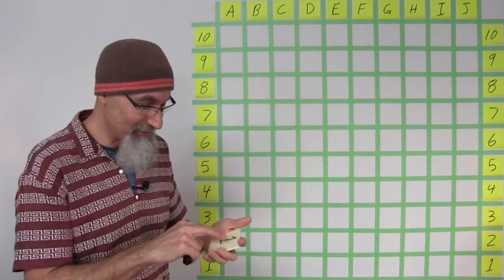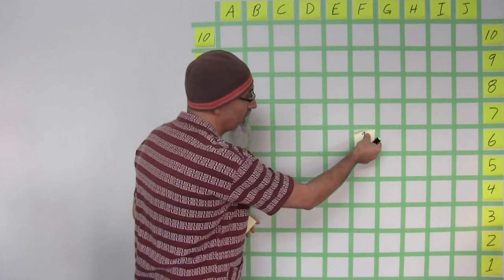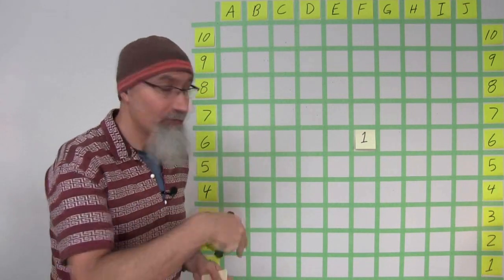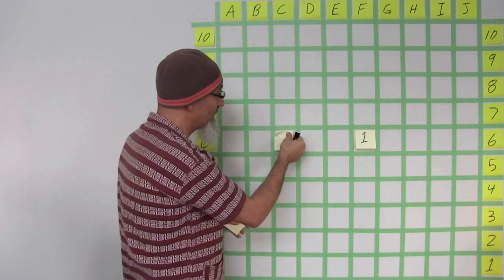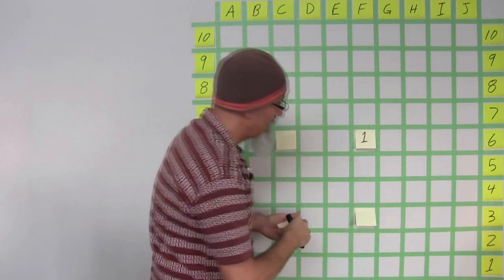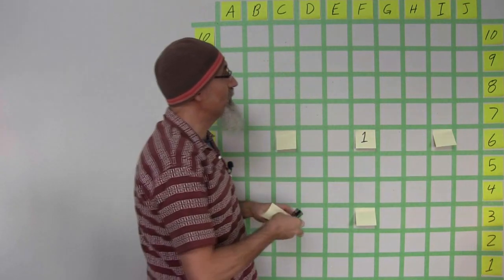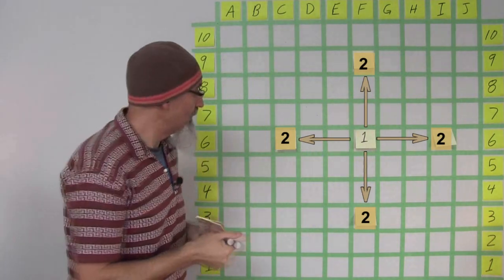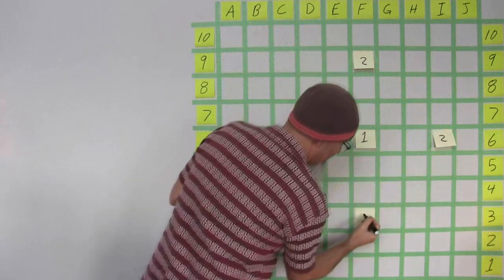But for now, for the instructions, let me show you all the different movement types. Let's assume we're going to put number 1 here. Now, there are two main movement types. Vertically and horizontally, the next number has to be 3 squares away from the previous number. So it could go here, here, here, or here. And the next number is 2, so we could put 2 here, here, here, or here.